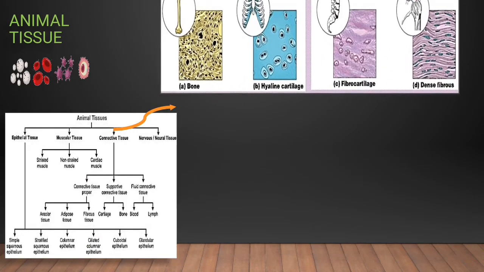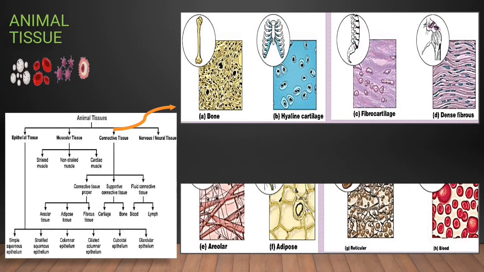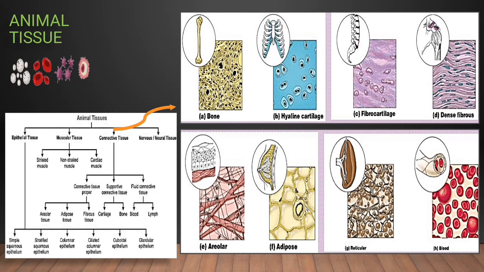Next is connective tissue. Connective tissue develops from the mesodermal cells of the embryo. They support and bind other tissues in the body. These are made up of three components. Intercellular matrix, which is made up of mucopolysaccharide; cells, which include fibroblasts, adipocytes, plasma cells, and mast cells; and fibers, which include the types of fibers: collagen fiber, elastic fiber, and reticular fiber.